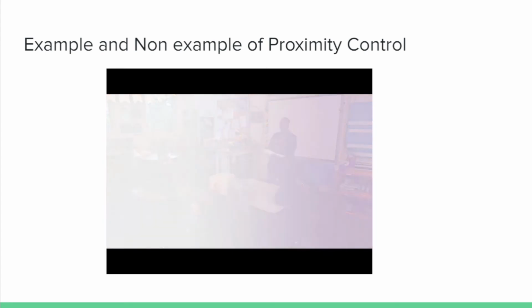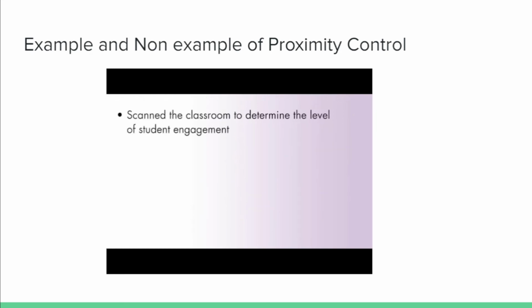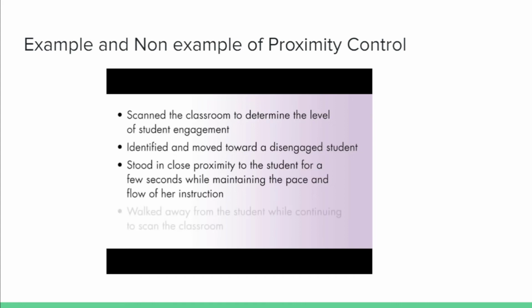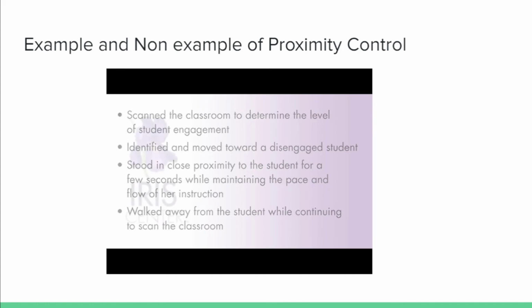To review, the teacher implemented proximity control correctly. She scanned the classroom to determine the level of student engagement, identified and moved toward a disengaged student, stood in close proximity to the student for a few seconds while maintaining the pace and flow of her instruction, and walked away from the student while continuing to scan the classroom.